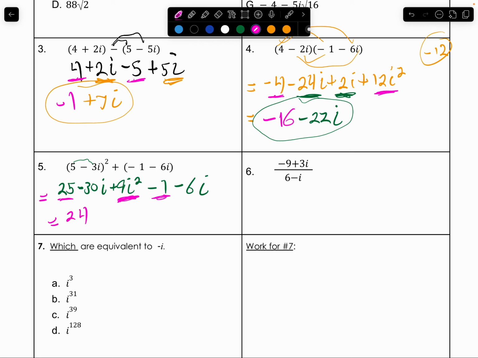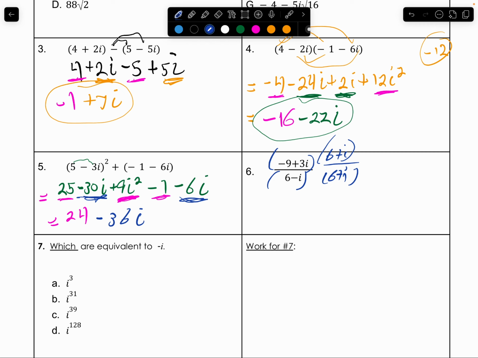Put equal signs because they're all equal. And we can put the 30i minus 30i and minus 6i is minus 36i. Here we have to multiply by 6 plus i on the top and on the bottom. Okay, so we have to FOIL that out twice.